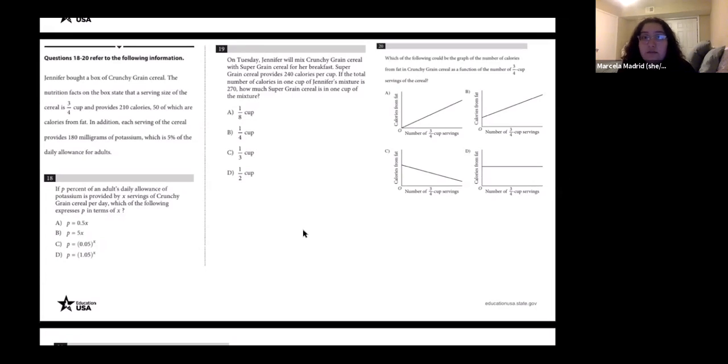It's given that each serving of crunchy grain provides 5% of an adult's daily allowance of potassium. So X servings would provide X times 5%. The percentage of an adult's daily allowance of potassium, P, is 5 times the number of servings, X. Therefore, P equals 5X. Hopefully that makes sense for that question.